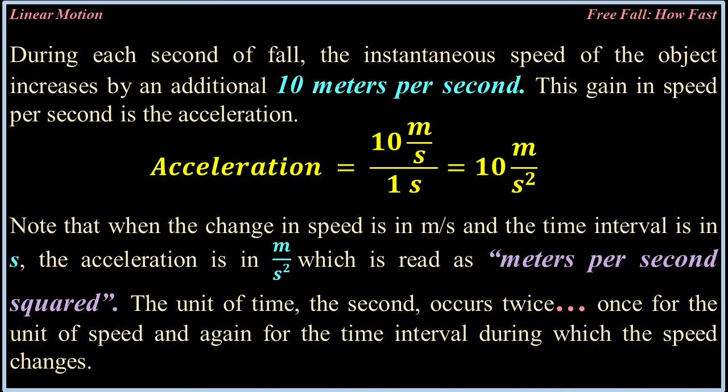Note that when the change in speed is in meters per second and the time interval is in seconds, the acceleration is in meters per second per second, which is read as meters per second squared. The unit of time, the second, occurs twice, once for the unit of speed and again for the time interval during which the speed changes.